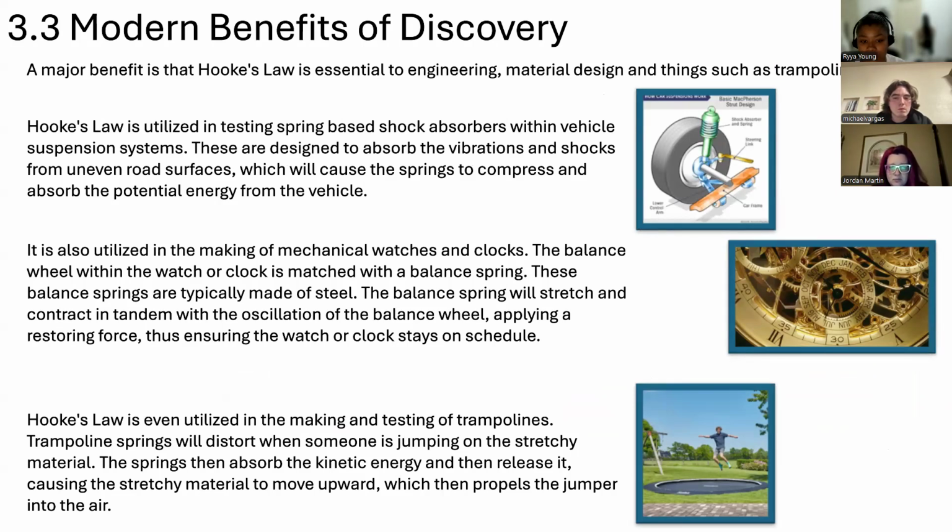In watches, the balance wheel within the watch or clock is matched with a balance spring. The balance springs are typically made of steel, which would be a highly elastic material. The balance spring will stretch and contract in tandem with the oscillation of the balance wheel, applying a restoring force, thus ensuring the watch or clock stays on schedule.